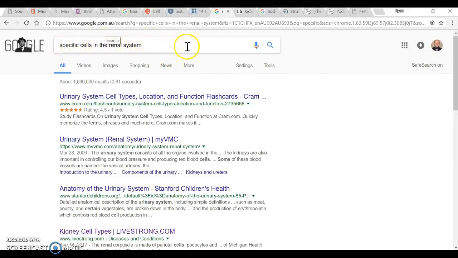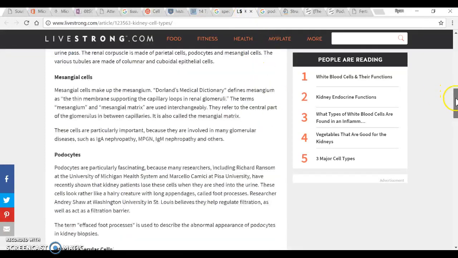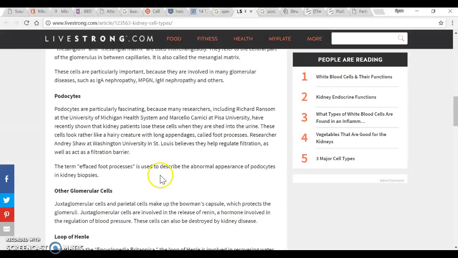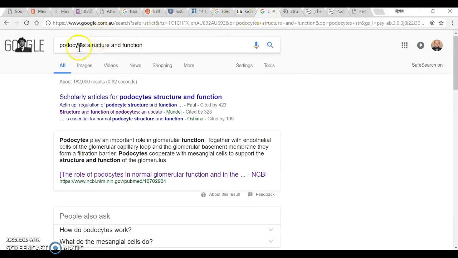I've Googled specific cells in the renal system. Now, I've gone to this one. And a lot of these words I don't know. Podocytes, I wouldn't even know if I'm pronouncing that right. Particularly fascinating because many researchers, blah, blah, blah, kidney patients lose these cells. Cells look rather like a hairy creature with long appendages called foot processes. All right? So I can look at that, and this is where you've got to be smart. You look at that and they're saying it's got a specific structure there. This is what you're after. So now I'm going to start Googling podocytes, structure and function.